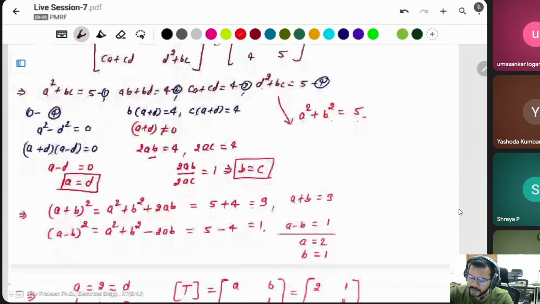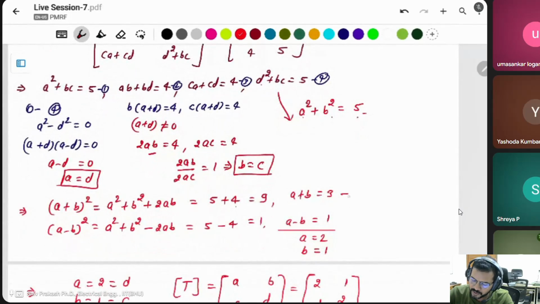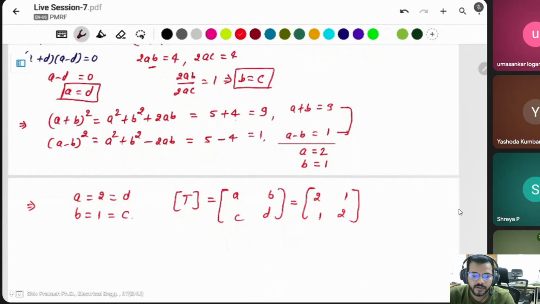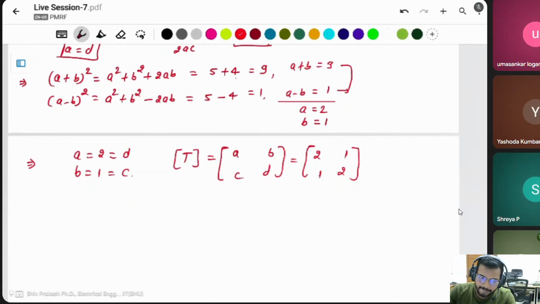If you compare these two, okay, sir, I will get the values of A and B. But this is not a complete equation. You have to find more also. How can we get this one?